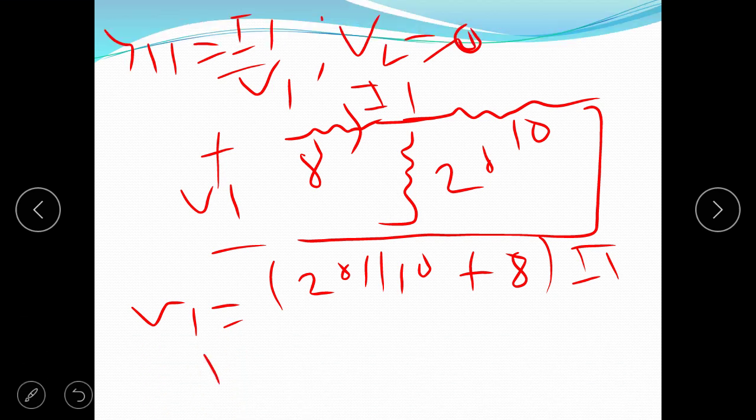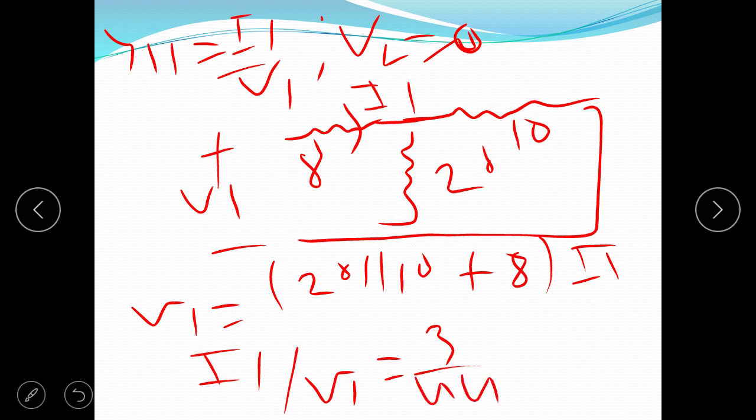So when we solve, we find the ratio of I1 to V1. This is equal to 20 into 10, which is 20 upon 3, and 20 upon 3 plus 8 is equal to 44 upon 3. And I1 upon V1 is equal to 3 upon 44. Unit is mho. So the value of Y11 is equal to 3 upon 44 mho.